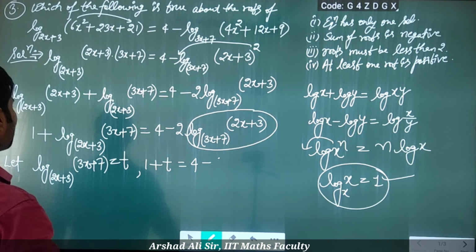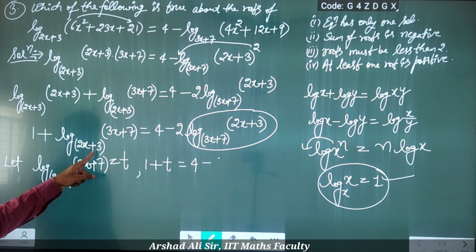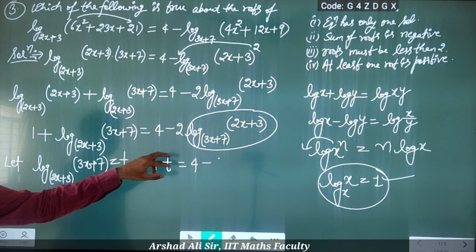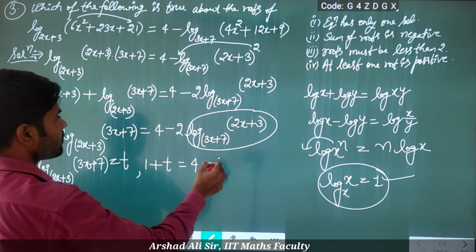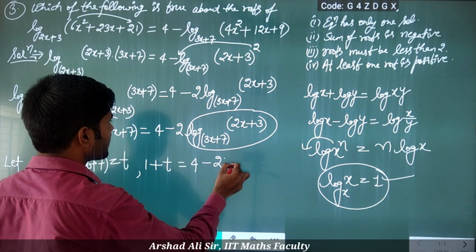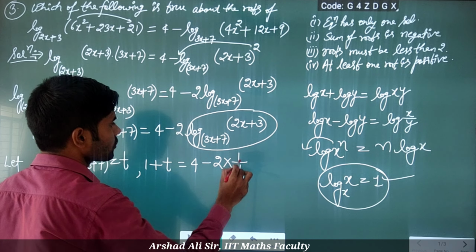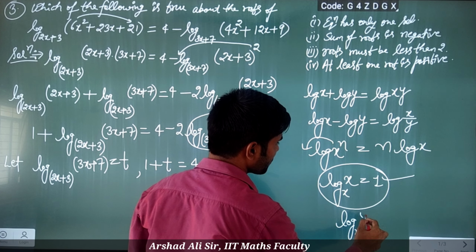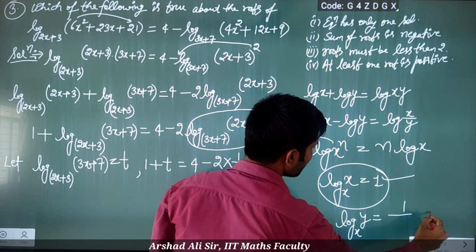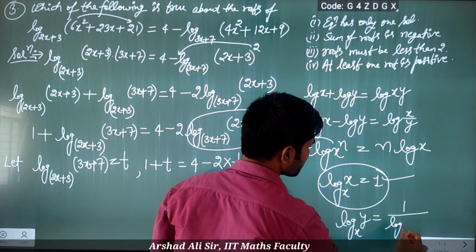This term is the reciprocal of this term. Here base 2x plus 3, number 3x plus 7. Here base 3x plus 7, number 2x plus 3. So if it is equal to t, it will be 1 by t. So 2 multiply 1 by t. Okay student, because logarithmic x base y is equal to 1 by logarithmic y base x.